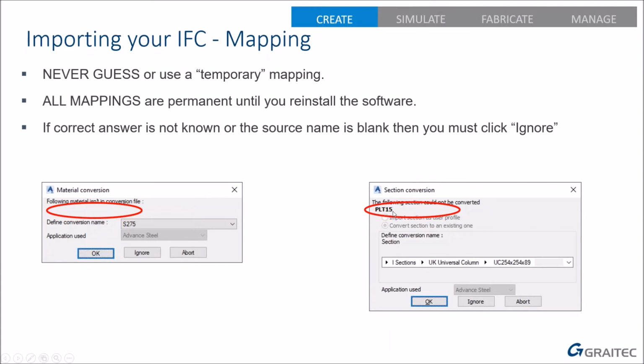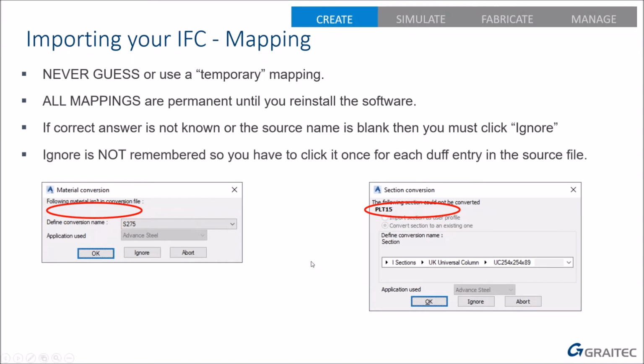This name, plate 15. 15 by what? 100 wide, 200 wide, 500 wide, who knows? You can't map that to anything useful. So again, you have to click ignore. And generic names like supporting beam, mild steel, you can't really map them because they might be different on the next project. So you have to click ignore.